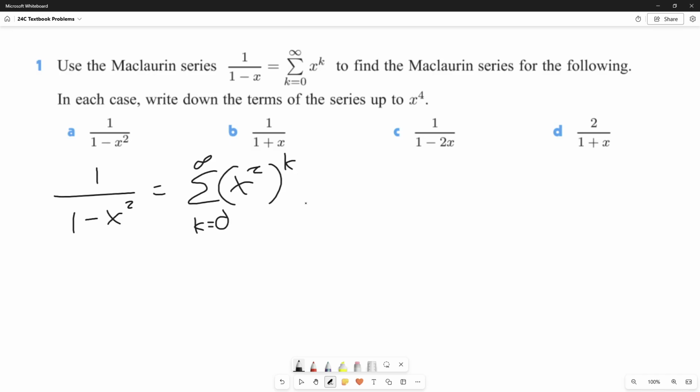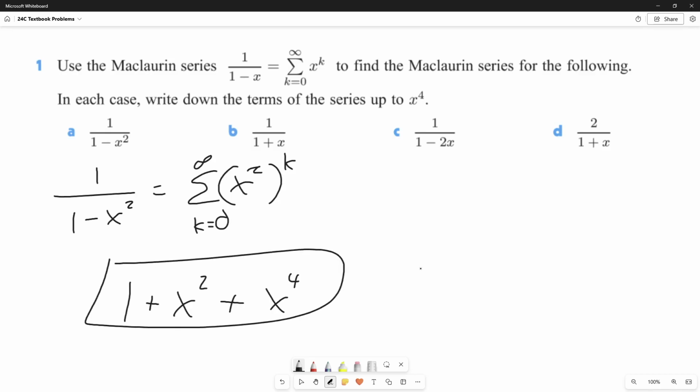And then now what we can do is just write down each of the terms. So starting from k equals 0, it's x squared to the power of 0, so 1, plus k equals 1 is x squared, plus k equals 2 is going to be x to the 4th. The x to the 6th term we don't need, because it's just up to x to the 4th. So that's your answer for part A.